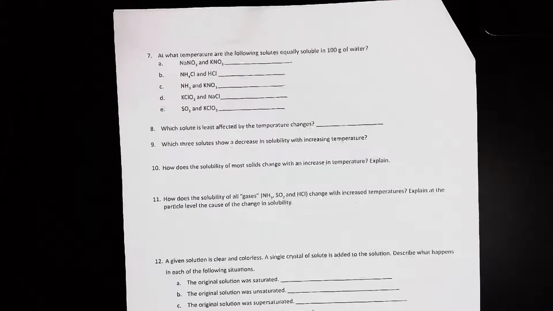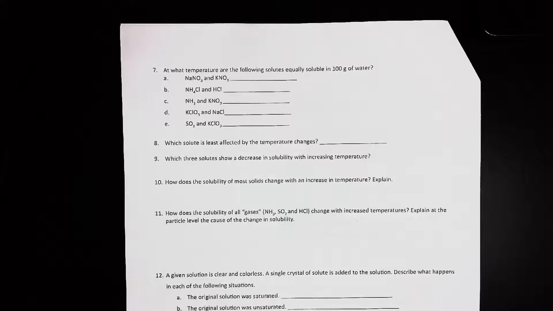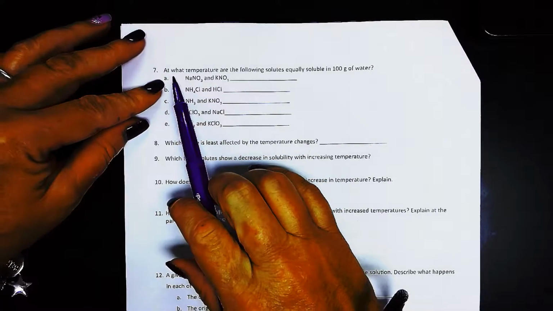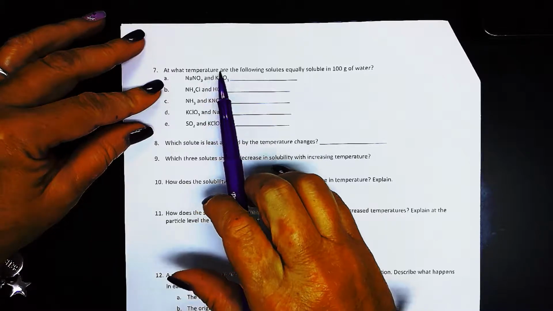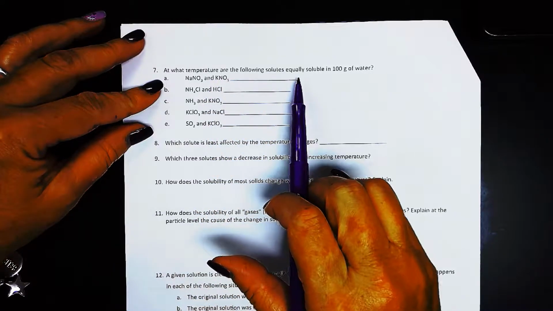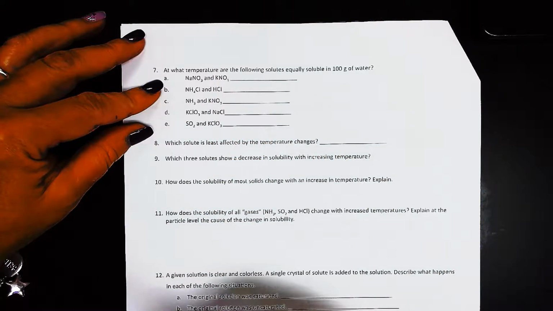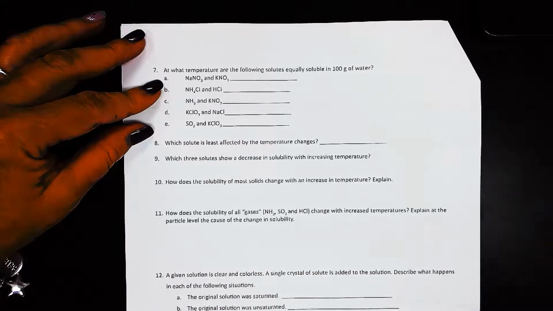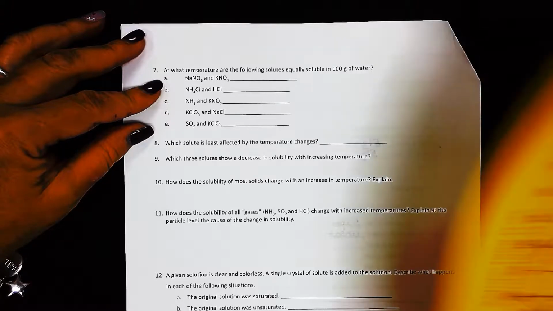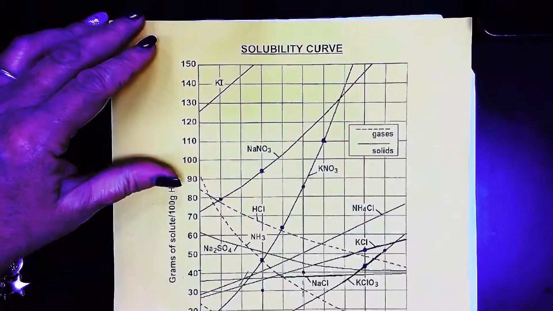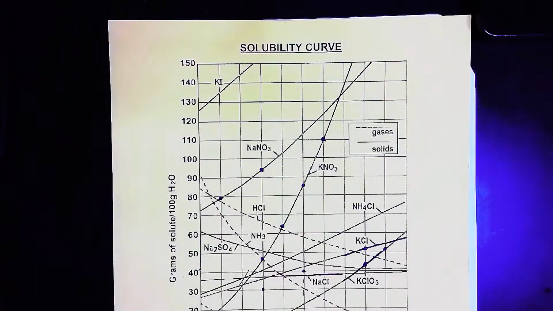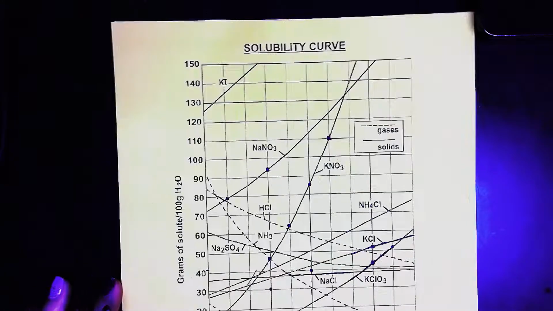Right, moving on to number 7. Number 7, again, each one of these questions asks us something just a little bit different. So number 7 says, at what temperature are the following solutes equally soluble in 100 grams of water? If you think about that, where can we figure that out on our solubility curve? We want to know where they're exactly the same degree of soluble.